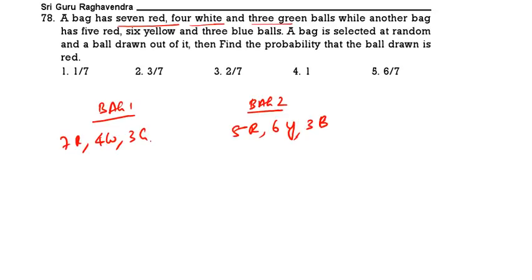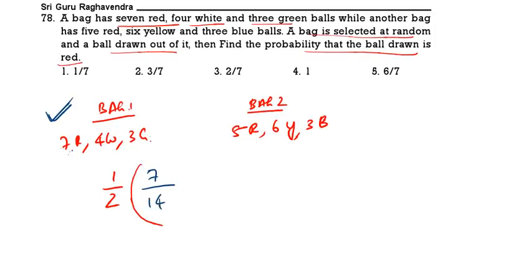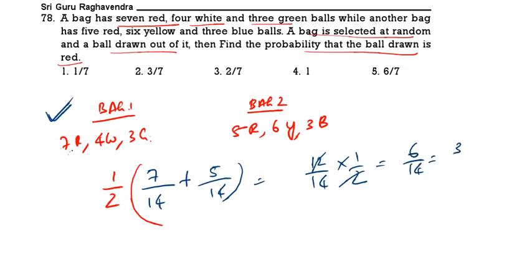A bag is selected. Out of these two we have to select one bag. So selecting either the first bag or the second bag is a 50-50% chance, so you take 1 by 2. Now if a bag is selected and one ball is drawn, find the probability that it is red. If you take one ball from the first bag, that should be red. So it is 7C1, 7 out of total 14. If you take from the second, it is 5 by 14. So we get 12 by 14 into 1 by 2. That is 6 by 14, or else 3 by 7. 3 by 7 is the correct answer. Next.